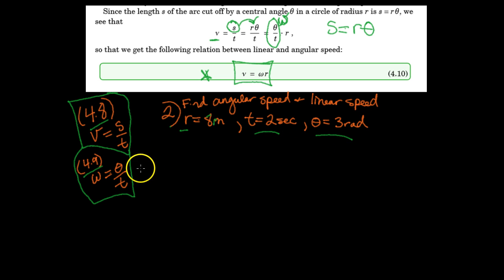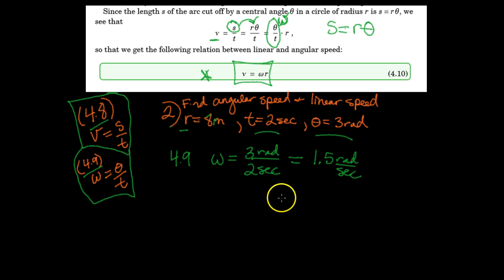So what I would first do is use 4.9. So 4.9, we can say that omega is equal to theta, which is 3 radians, over the time, which is 2 seconds. So if you calculate that out, 3 over 2 is 1.5 radians per second. Okay, so once you find this is angular speed, anytime it's dealing with radians, it's angular.